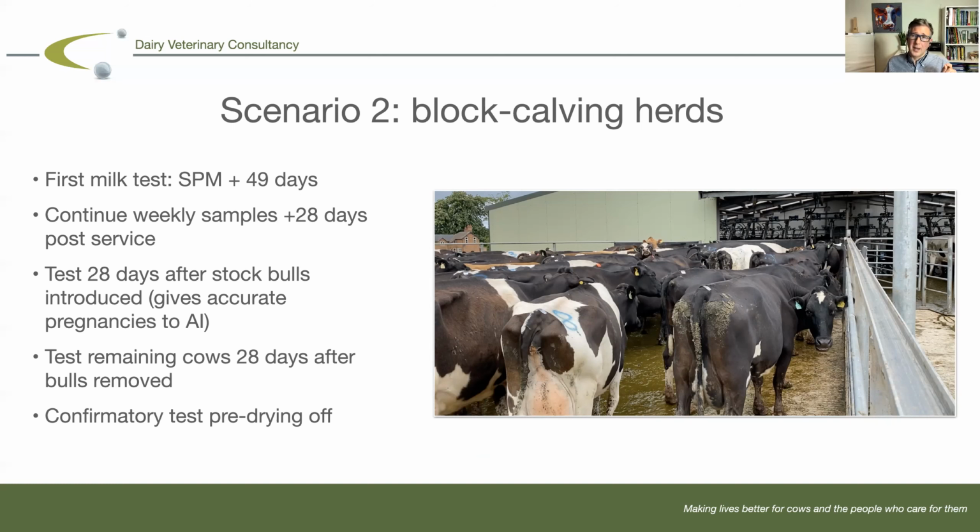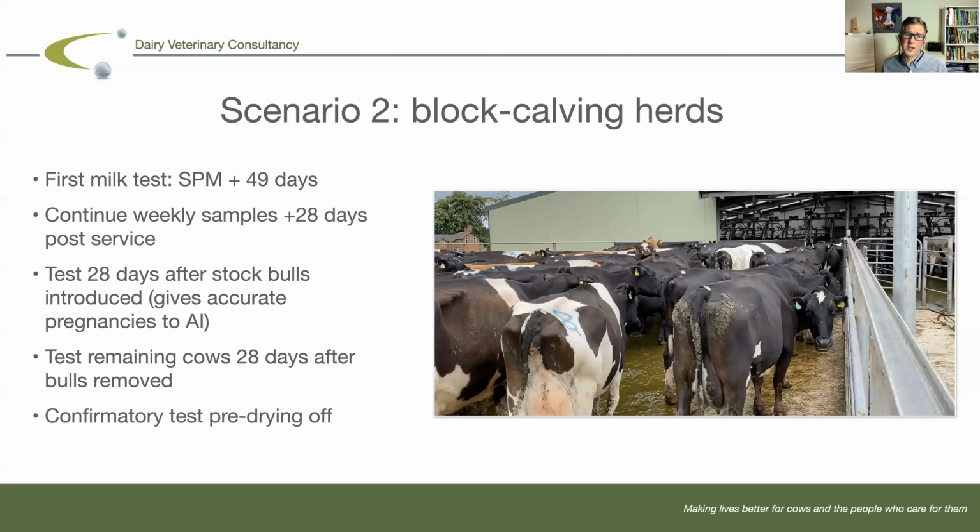Then run the bulls, and 28 days after the bulls are removed, do your final pregnancy test for all remaining cows that were not already found pregnant. And that will pick up your bull pregnancies. It won't age them for you, but that won't matter. It doesn't matter for most block calving herds. They just want to know which cows are in calf to the block.